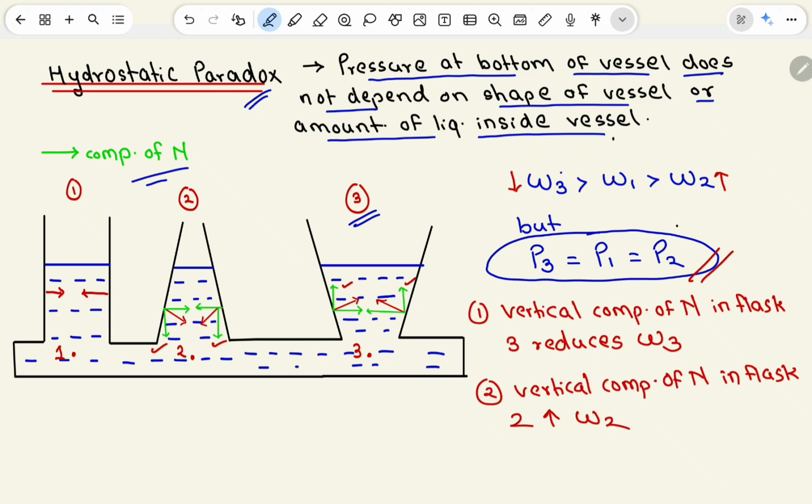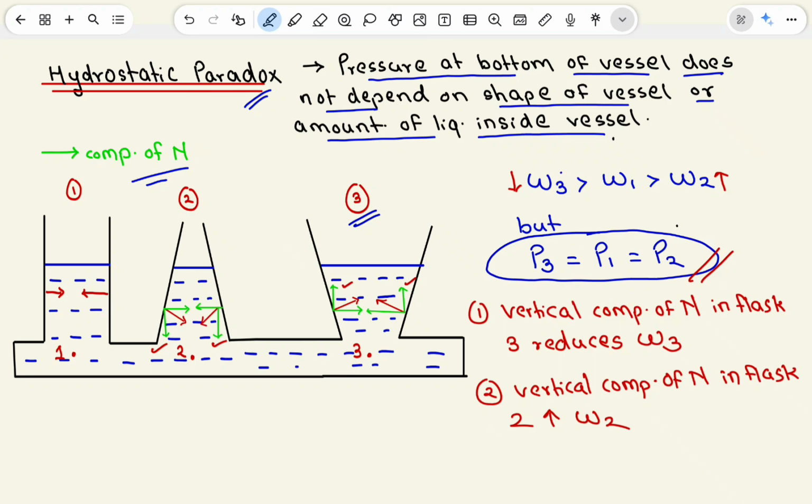So this is the hydrostatic paradox, which basically states that if you are measuring the pressure at the bottom of the vessels, then the pressure at the bottom of the vessels will not be affected by the shape of the vessel or the amount of liquid filled inside the vessel.